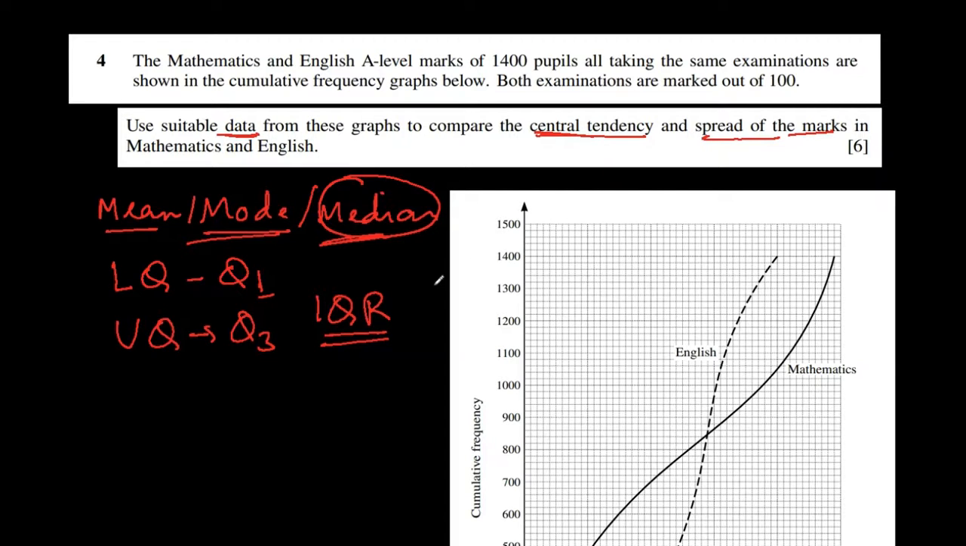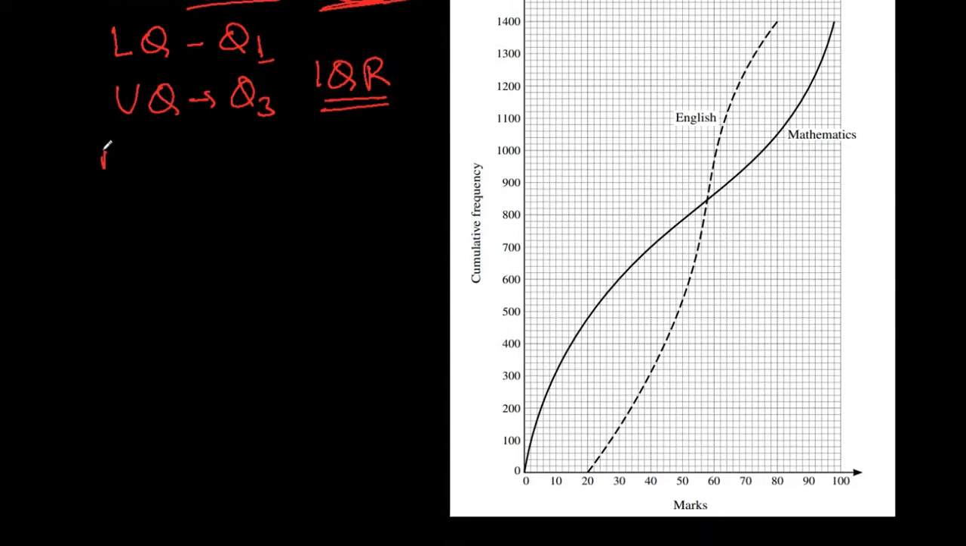All right, so let's find the median first through this particular graph. The median is, if total students are 1400, we divide that by 2, which is 700. At the 700th position, we'll get the median. Where is 700? Here is 700. So let's find the median for both.